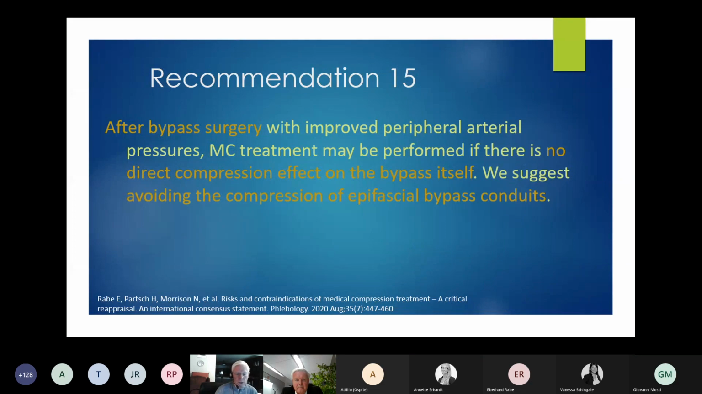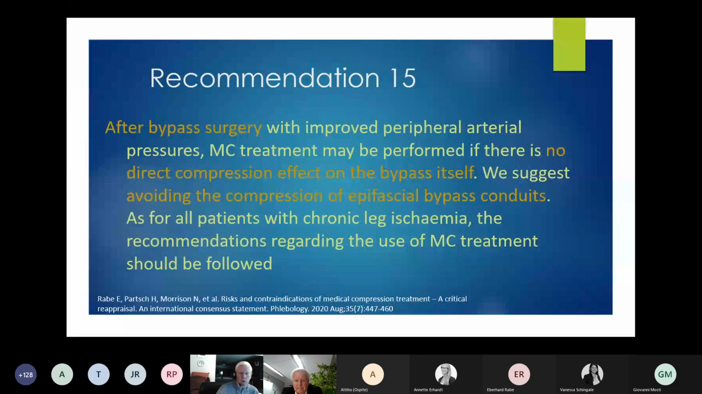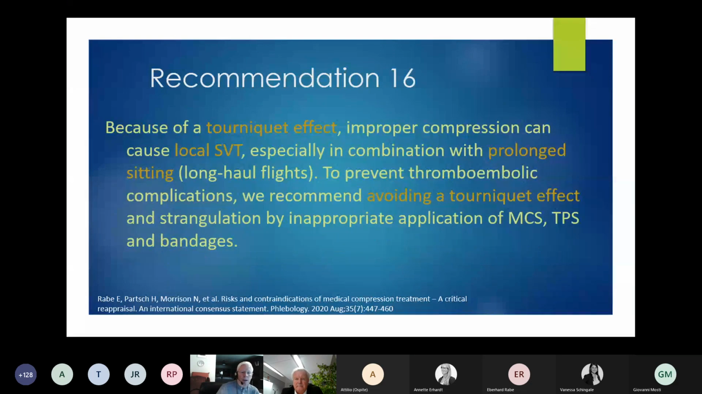Here's an interesting situation. In patients with lower extremity bypass surgery, there is no direct effect of compression on the bypass itself, assuming it is not epifascial. If it is epifascial, you should be very careful about application of compression overlying that bypass conduit. And for all patients with chronic leg ischemia, recommendations regarding the use of medical compression should be followed. Now, with respect to that tourniquet effect that is frequently seen, it can cause local superficial venous thrombosis or thrombophlebitis, especially in combination with prolonged sitting, such as a long haul flight. We should make every attempt to avoid that tourniquet effect by inappropriate application of compression hose, thromboembolic hose, or bandages.